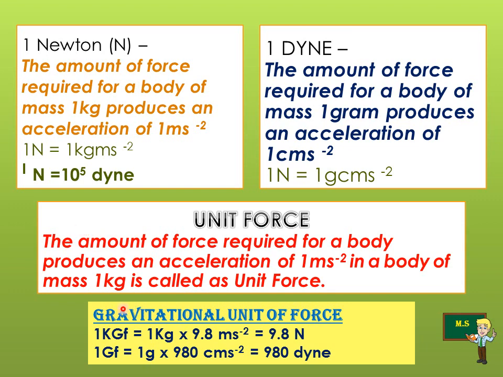Now let's move to the gravitational unit of force. 1 kgf, that is kilogram force, is equal to 1 kg into 9.8 meter per second square, that is 9.8 Newton, and 1 gf is equal to 1 g into 980 centimeter per second square, or 980 dyne.